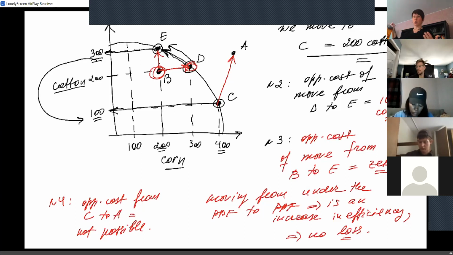Therefore, the answer to any question, or I could say, what is the opportunity cost of moving from E to A? The answer is the same. A is not possible, is not obtainable. So there is no discussion of opportunity cost or gain.